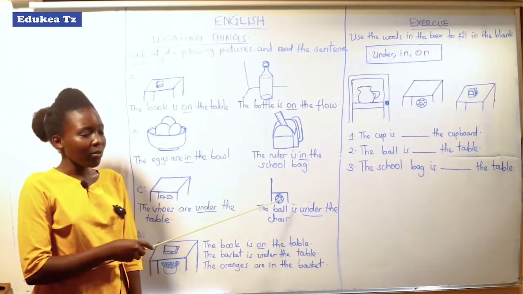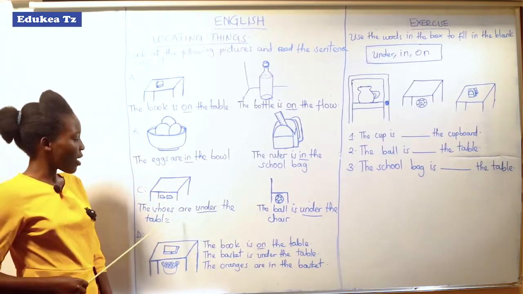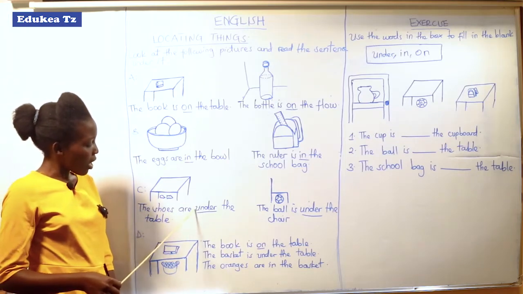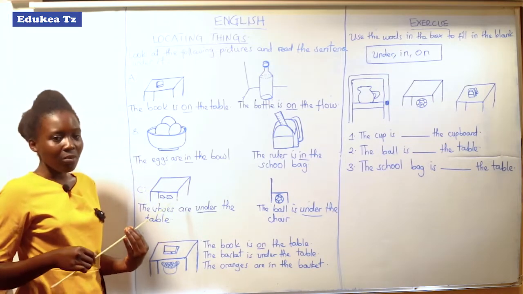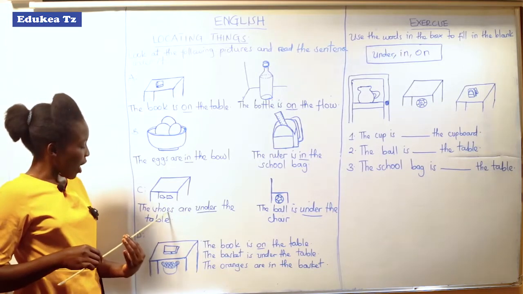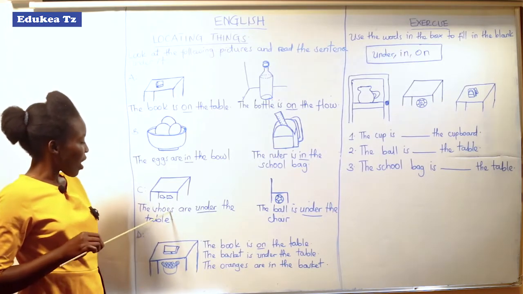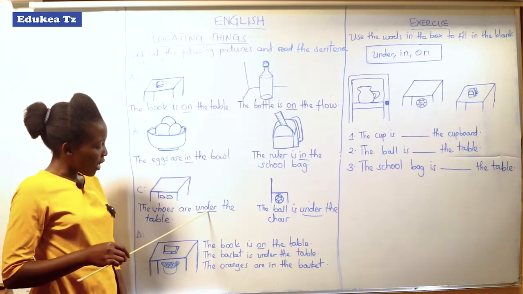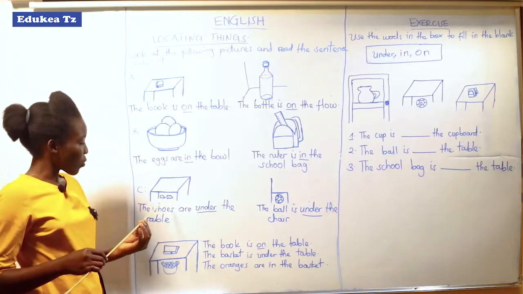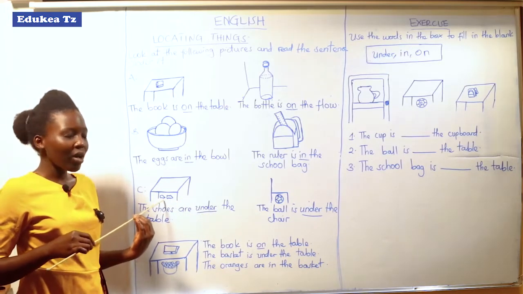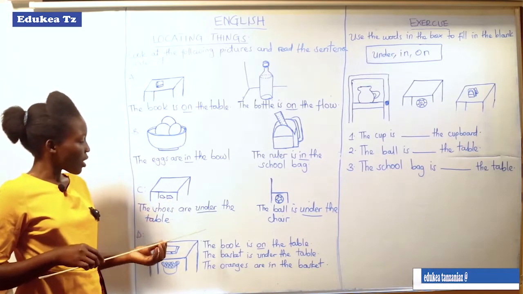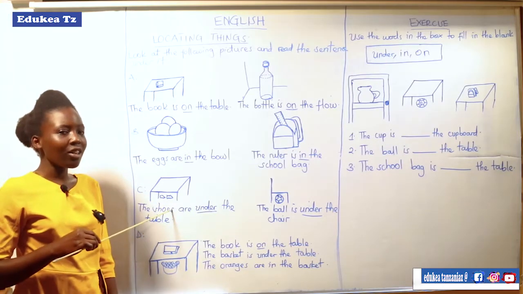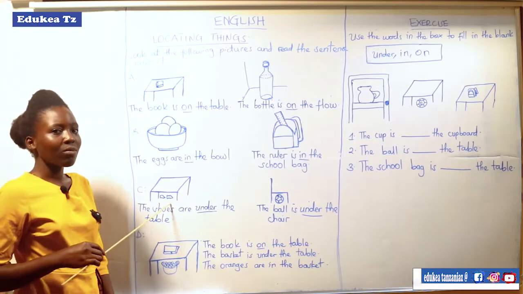There is a chair with a ball under it. And the sentences under this picture, we start with the first one, says that the shoes are under the table. There is more than one shoe. That's why we have added S in order to be in plural form. So it says that the shoes are under. This under shows where the shoes are or where the shoes have been kept or put. So the shoes here are under the table. It shows where the shoes have been located.